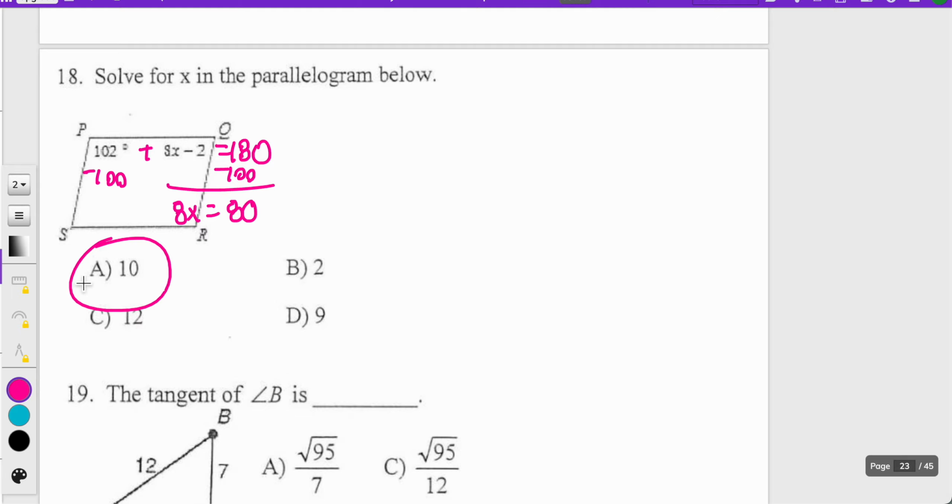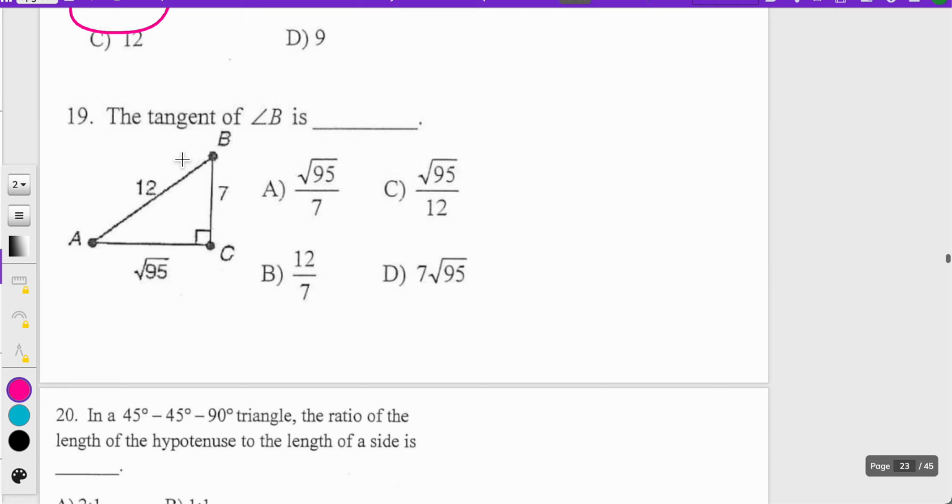And then our final page 3 for today, the tangent of angle B is opposite over adjacent, so that is the square root of 95 over 7.